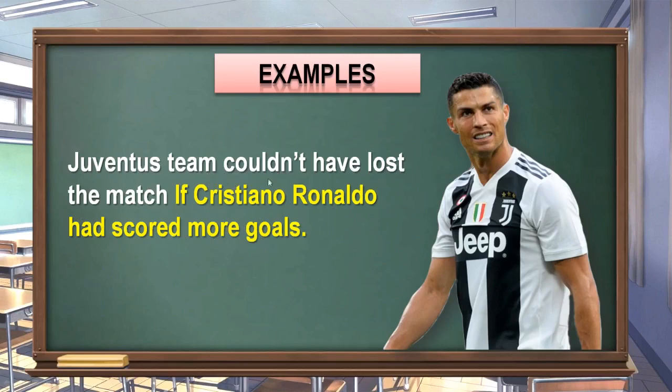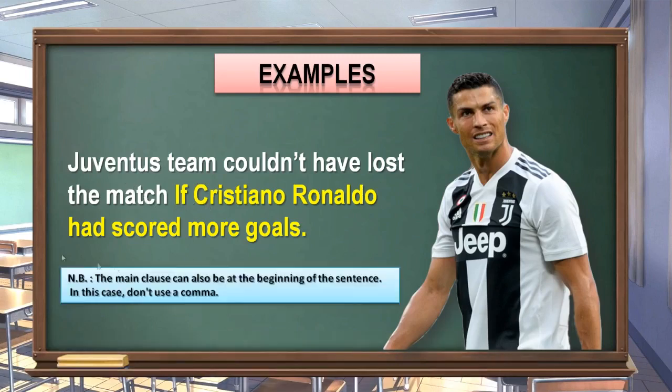There is something very important that you should know concerning this example. As you can see here, we begin with the main clause and then we write the if clause. And here you are not required to put a comma between the clauses. So whenever you begin your sentence with the main clause, you are not supposed to put a comma. You just write if directly after the main clause. So the main clause can also be at the beginning of the sentence. In this case, don't use a comma.